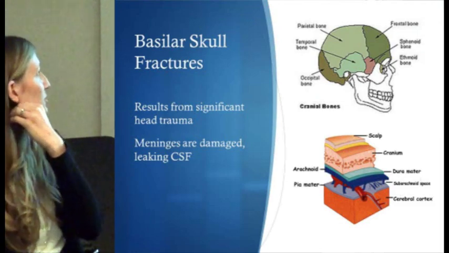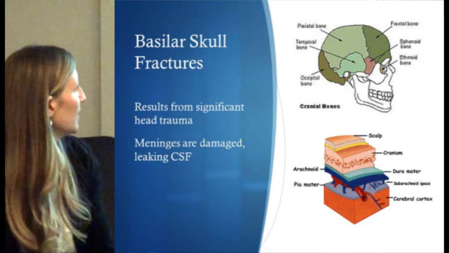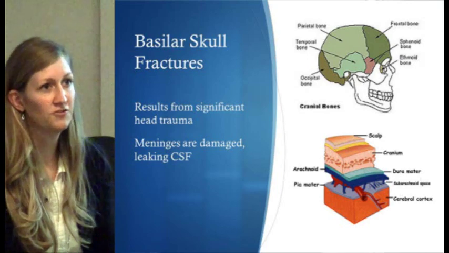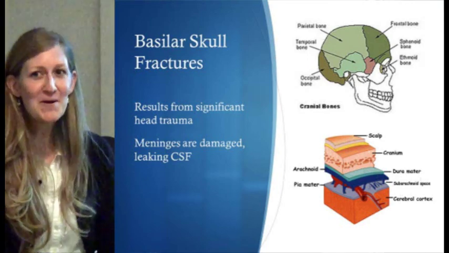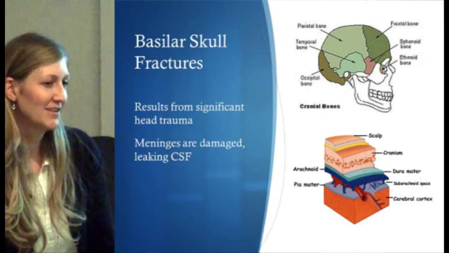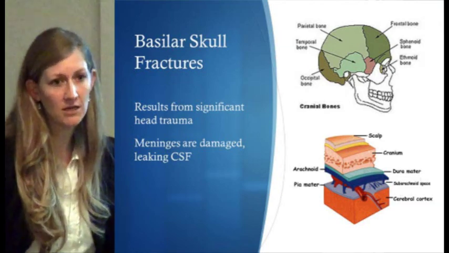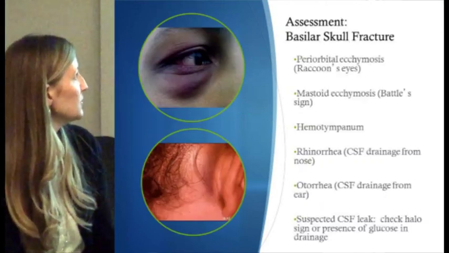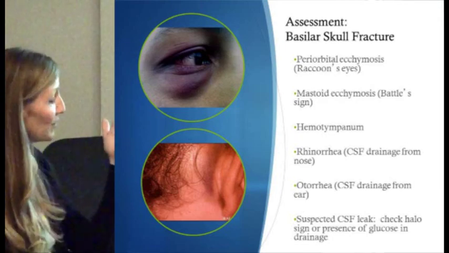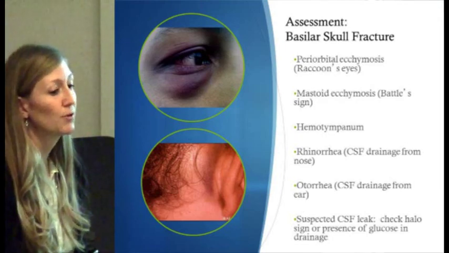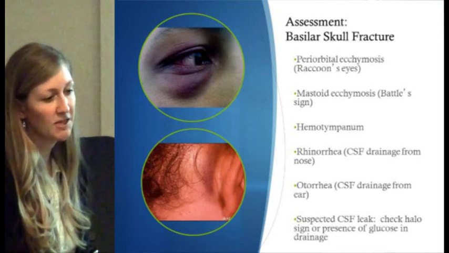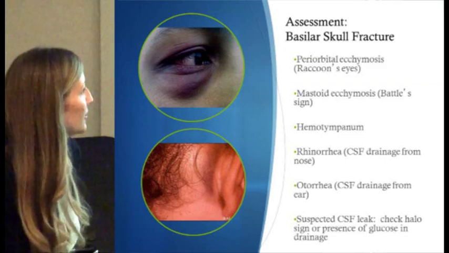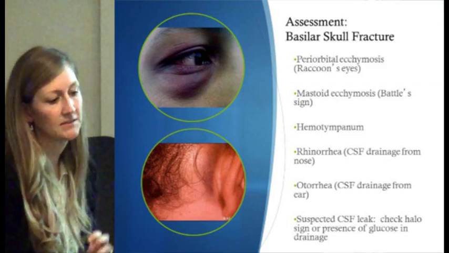So basilar skull fractures. It's the next injury we're going to talk about. And of course, pretty much all these injuries can occur a wide range of ways, but usually we're talking about motor vehicle accidents or assaults or a patient falling and landing directly on their head with no attempts to stop their fall. So these are kind of what you might see in someone that has a basilar skull fracture. Periorbital ecchymosis, we call that raccoon eyes sometimes, or mastoid ecchymosis, the Battle sign, which is that bruising right behind the ear, kind of along where the mastoid process is.